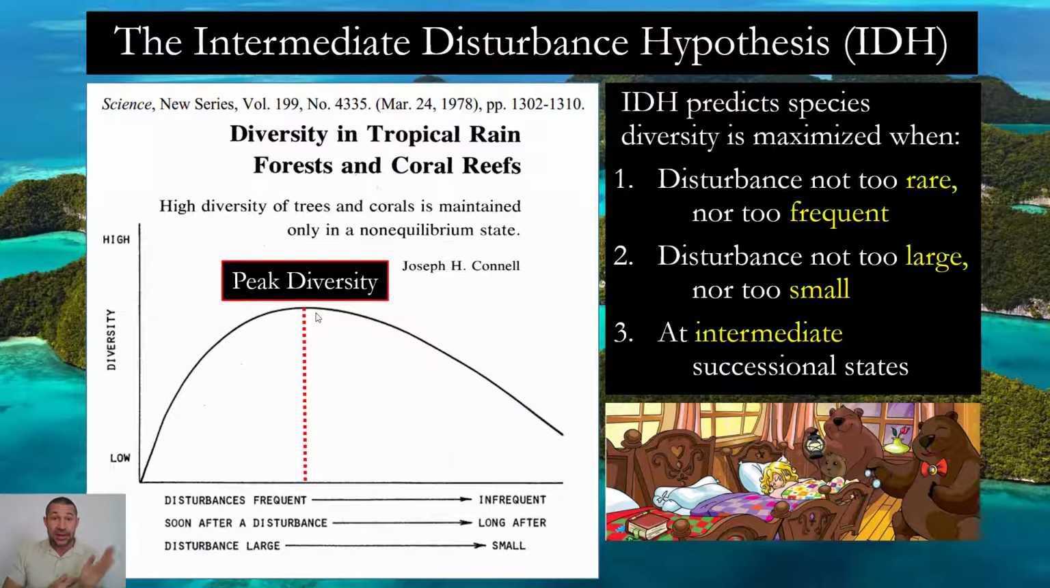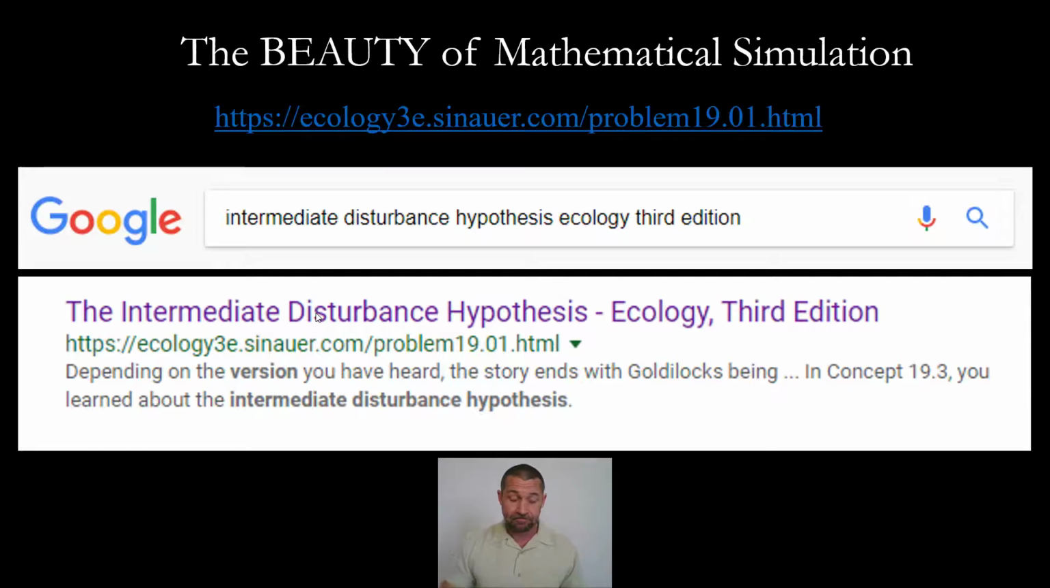And lastly, at intermediate disturbance scales. So you can see the Goldilocks hypothesis. The IDH predicts that species diversity is maximized when disturbance is not too rare nor too frequent, when disturbance is not too large nor too small, when the system is at an intermediate successional state. That's when we're going to get maximum biological diversity.